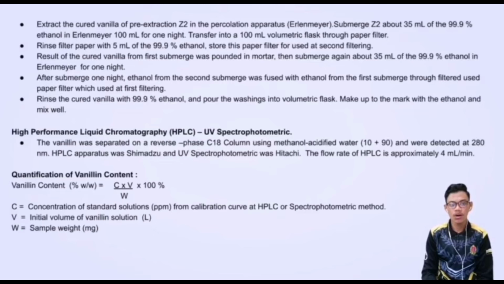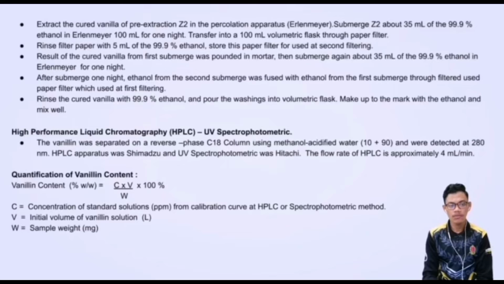Extract the cured vanilla of pre-extraction Z2 in the percolation apparatus, Allen Mayer. Submerge Z2 in about 35 ml of the 99.9% ethanol in the Allen Mayer 100 ml for 1 night. Transfer into a 100 ml volumetric flask through a paper filter. Rinse the filter paper with 5 ml of the 99.9% ethanol. Store this paper filter for use at the second filtering.